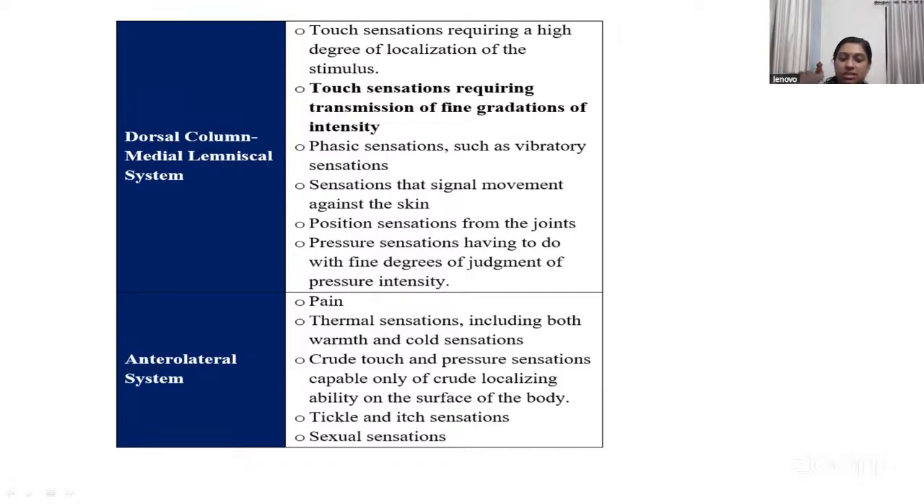Whereas the anterolateral system is a more primitive system. A greater variety of sensations are carried by the anterolateral or the primitive system. Okay. Pain, that's a primitive sensation. Thermal sensations, tickling sensation, itch sensations are all primitive sensations. And crude touch, which doesn't require any particular fine localization, is not needed for crude touch appreciation. And also the pressure sensations capable only of crude localizing are associated with the primitive system, that is the anterolateral system.